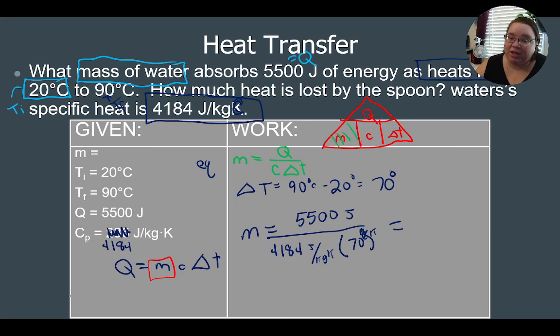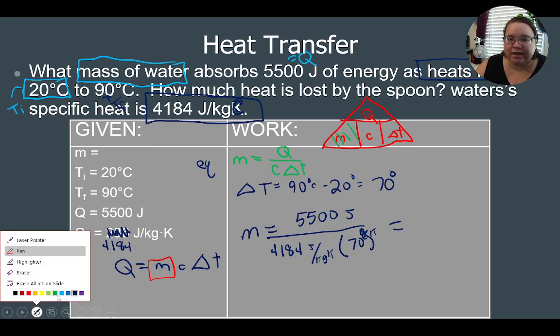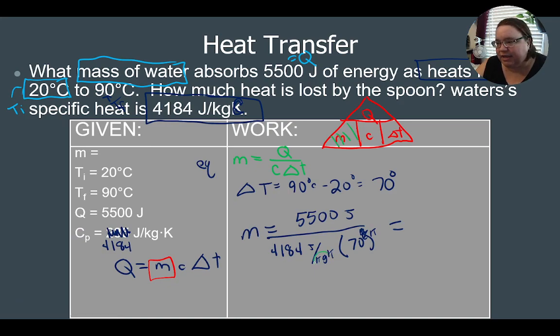But for those of us following the units, notice that I've got a joule divided by a joule, and I've got a K on the side and a K on the bottom of another fraction, which means my kelvins are going to cancel out. And my only unit that I am left with is kilograms. Well, mass is measured in kilograms.